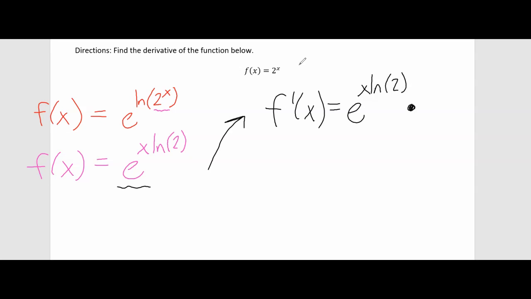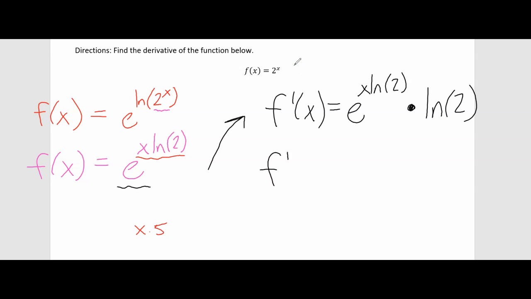But now I have to take the derivative of my inside function. I've got to take the derivative of x times the natural log of 2. Well, this is just like if I was taking the derivative of x times 5 or 5x. The natural log of 2 is just some number. It's some coefficient. So just like the derivative of x times 5 would be 5, the derivative of x times the natural log of 2 would just be the natural log of 2. So this is our derivative.